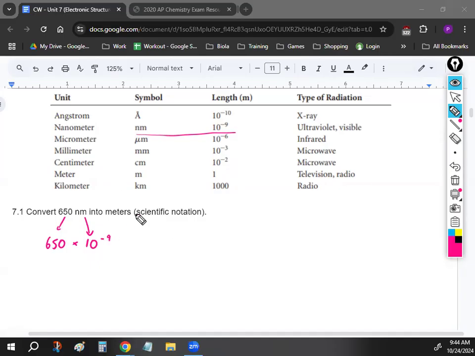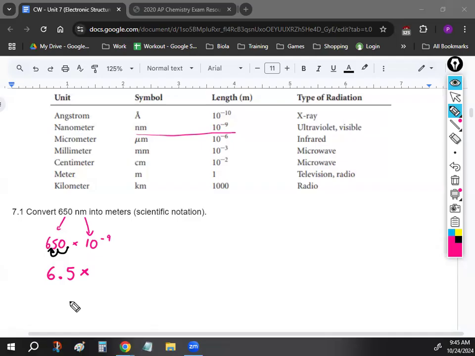All right, so we need to turn this into scientific notation, which means we need to move the decimal until there's only one number in front of the decimal. So we're going to take the decimal point, which is right here, and move it twice to the left. And that way we get 6.5. It's 1 times 10 to the negative 9, but if we multiply 650 by 1, that's 650, so you can just plug it right there.